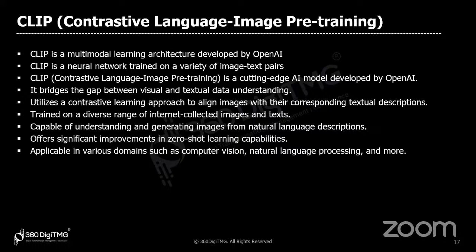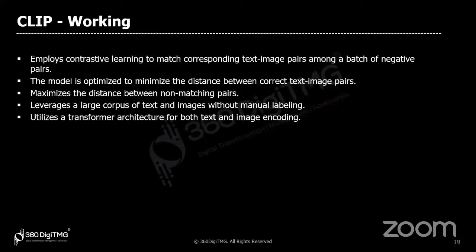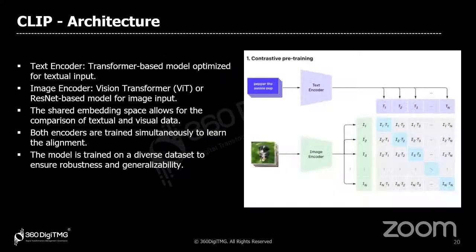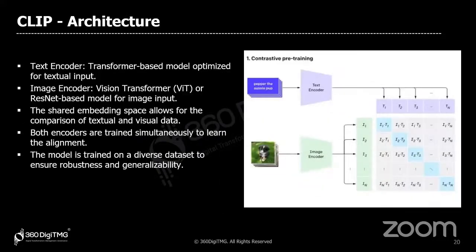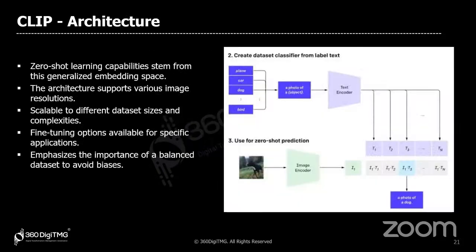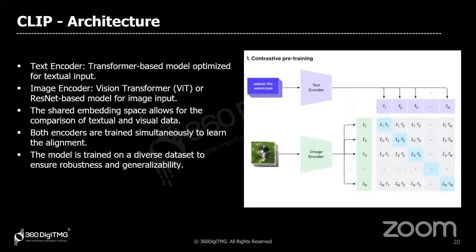Then we have seen CLIP, which is Contrastive Language Image Pre-training. Here we were looking at the working of it and at its architecture. We have gone through the architecture, which follows a vision transformer architecture, a self-attention mechanism architecture. Then we have seen some of the applications of CLIP. So let's look at the architecture and applications of CLIP.